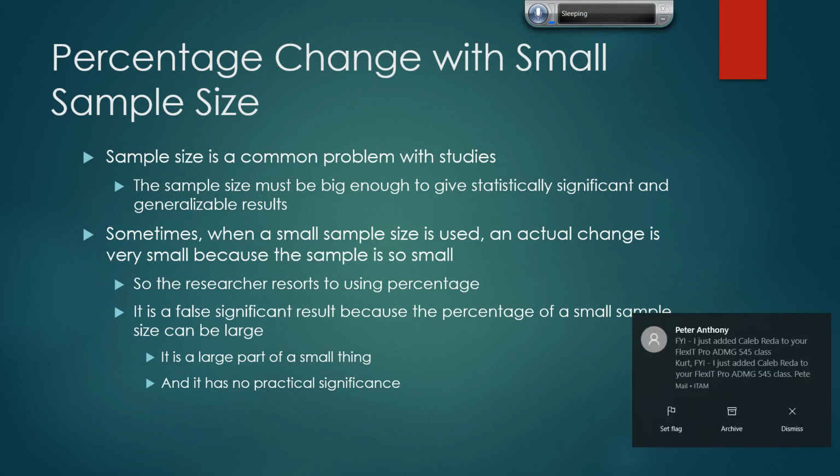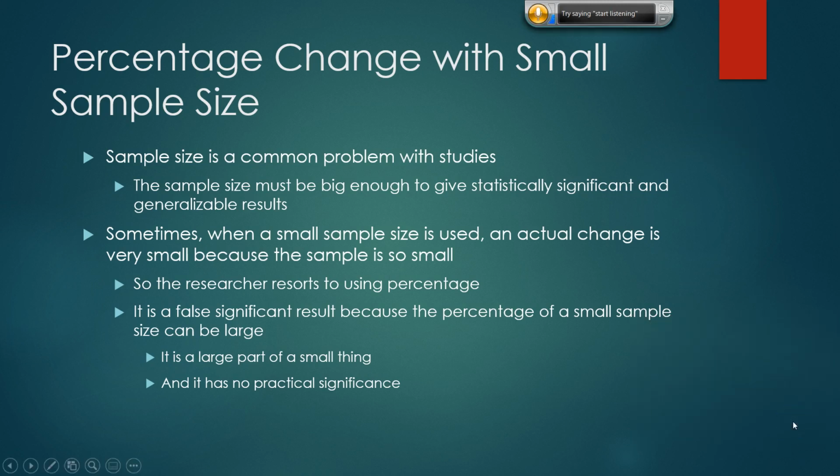So even though it's a small sample, the increase of 2 represents a 10% increase, which is actually a much more important looking result. But it's artificial, it's fake, and it's basically a larger part of a smaller thing. And in reality, it probably has no significant or practical significance. It doesn't mean anything in the real world.